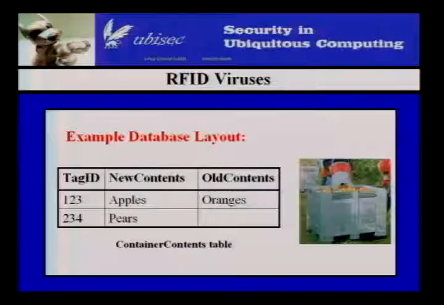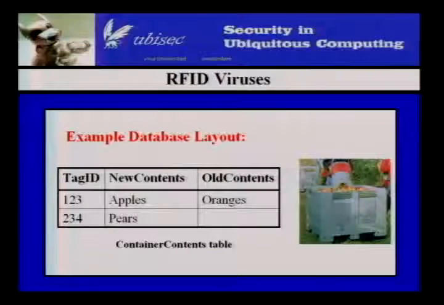So I'm making basically a column called old contents, because essentially the last time I saw this container, these were the contents. As you can see here, for example with tag 123, when the container comes in, it contains oranges. Now let's say you unpack the oranges, and then you go ahead and refill it with apples. But the point is, you still haven't relabeled the tag on the container yet.